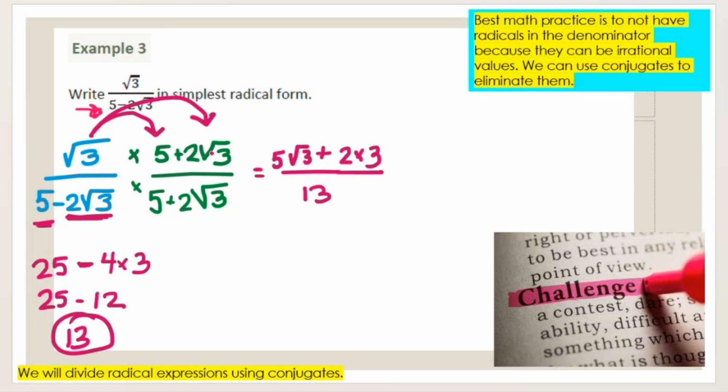And I don't do anything with that 2 besides bring it along because, again, it's insides with insides, outsides with outsides. So the square root of 3 times the square root of 3 gets me the 3. And the 2 just comes along. I can take this answer and I can actually simplify it a little bit because I know that 2 times 3 is 6.